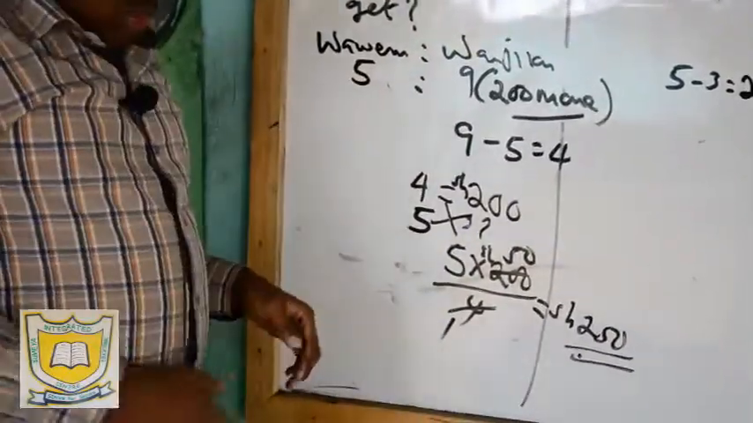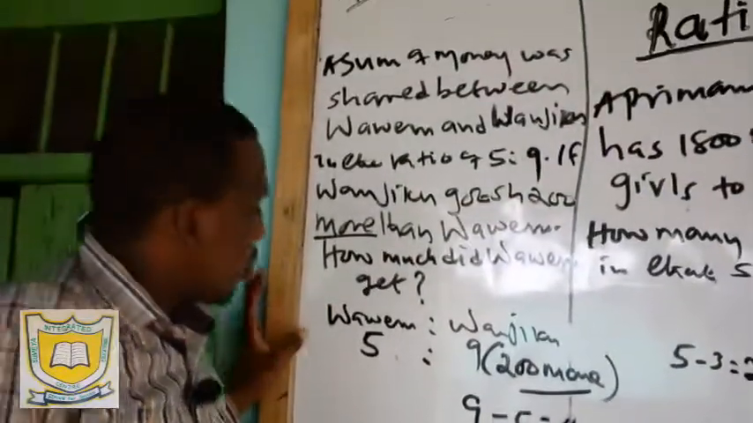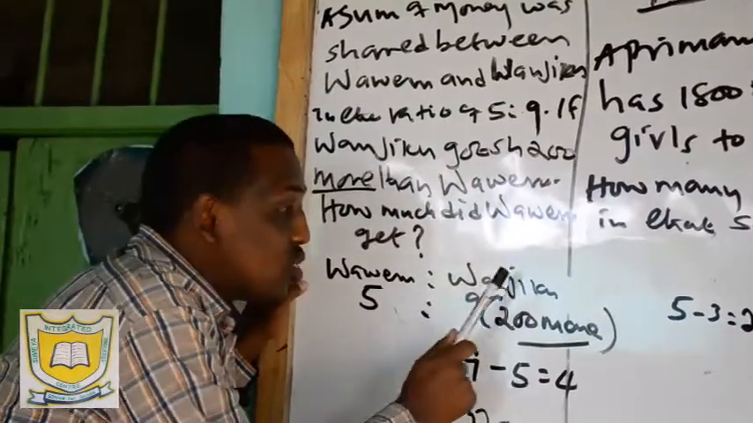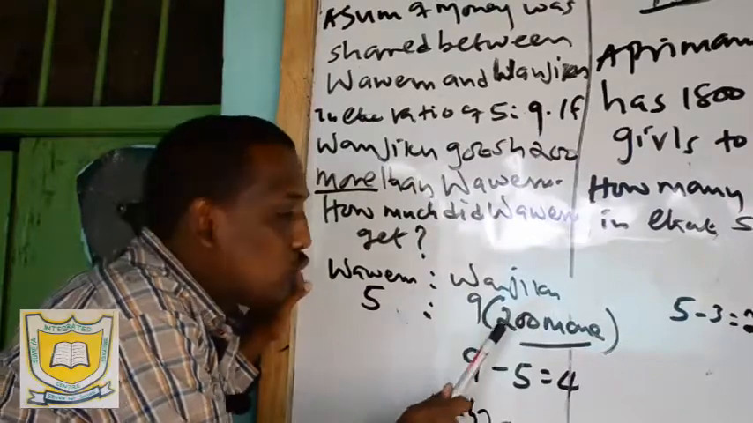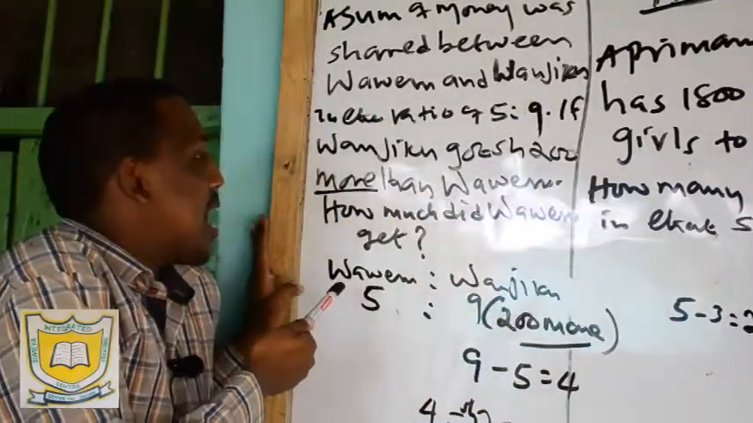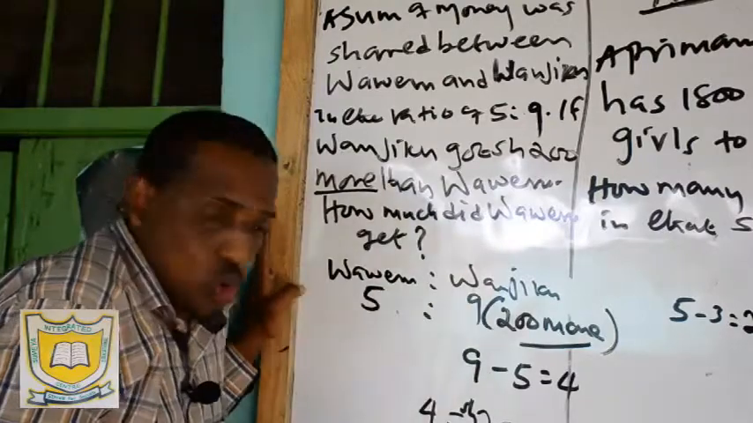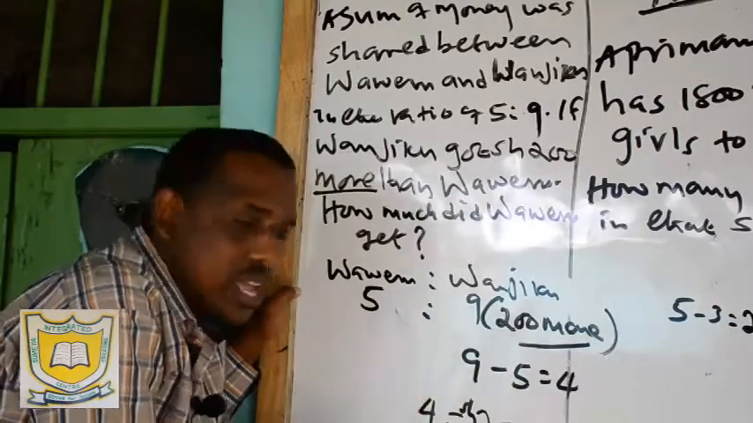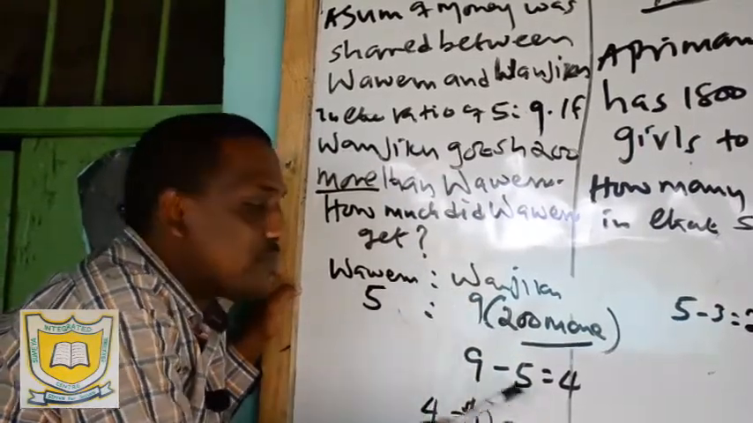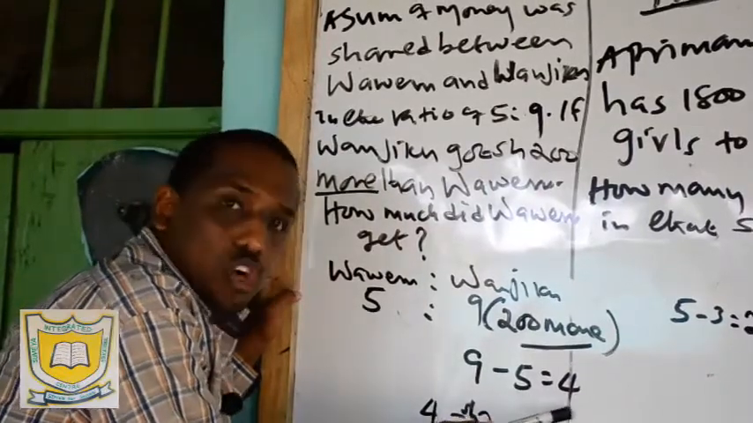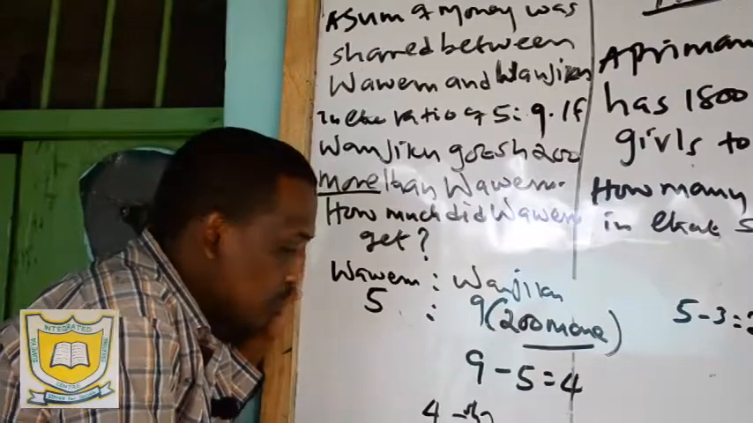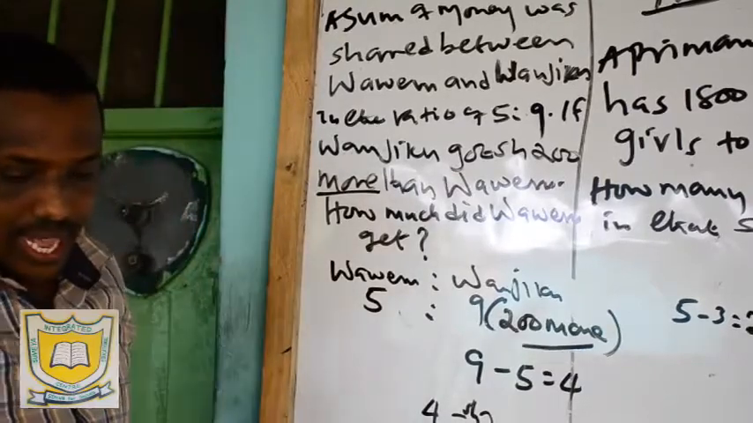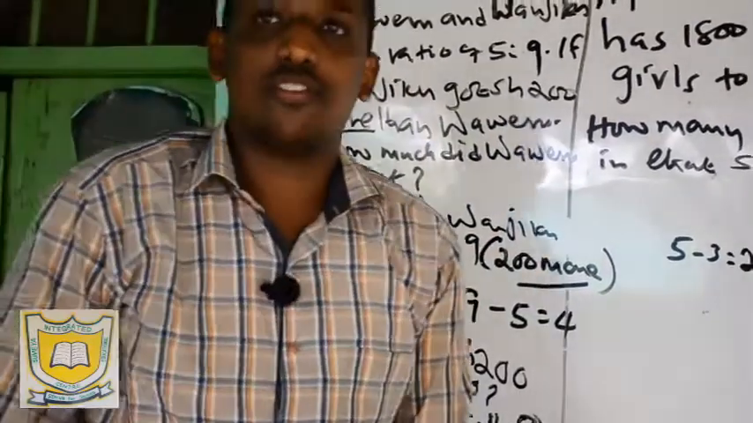I'm repeating. You are told there are two people here, Waweru and Wanjiku. The ratio of Waweru is 5, and the ratio of Wanjiku is 9. You are told Wanjiku got shillings 200 more than Waweru. They are asking for the amount Waweru got. So the first thing you do, you must get the ratio of these 200 more. If they say less, the same way. To get it, you subtract the two ratios. 9 minus 5 is 4. This is the more or the less. So if this 4 is equal to the more, which is 200, what about Waweru, which is 5? Cross multiply. 5 times 200 over 4, you will get shillings 250.